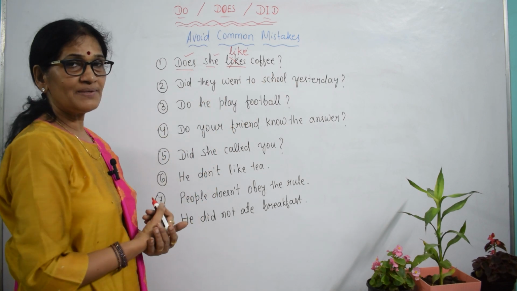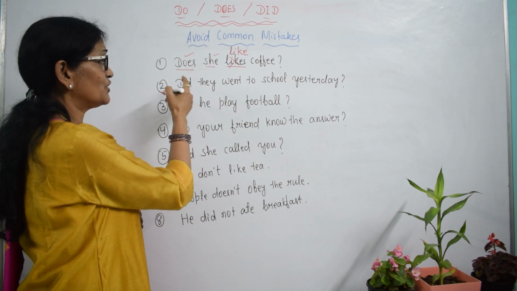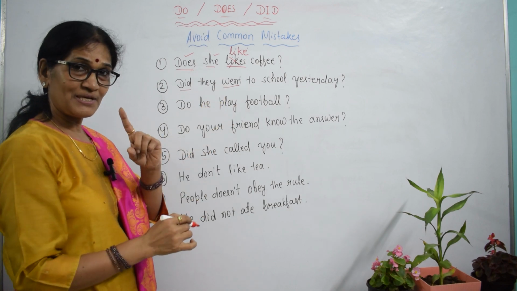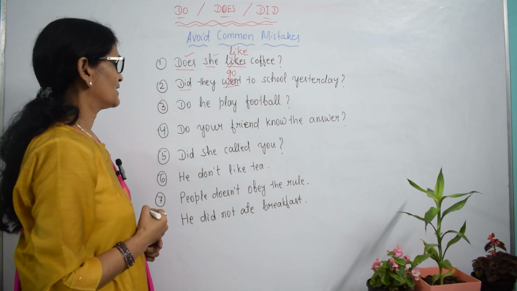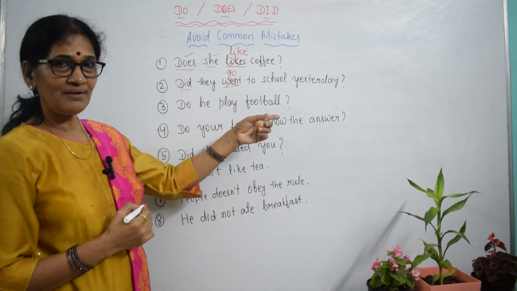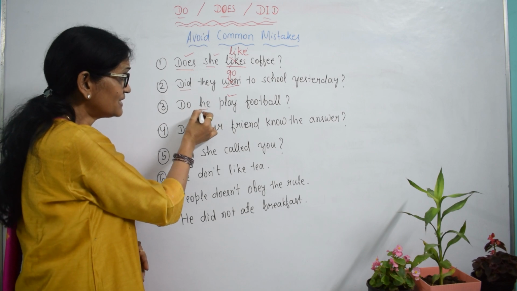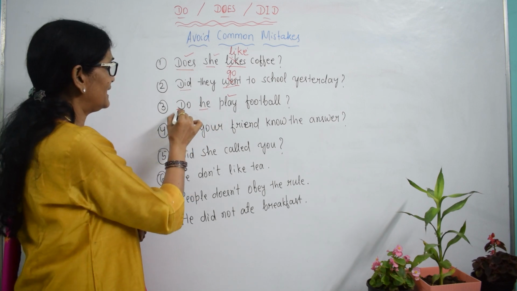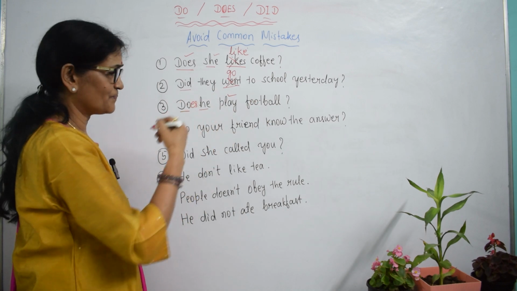Okay. Did they went to school yesterday? This is one interrogative sentence of simple past. Did is there in interrogative. So the verb will be what? Base form. Instead of went, go. Do he play football? The verb is base form of verb, but the subject is third person singular. It takes does, not do. So: Does he play football?